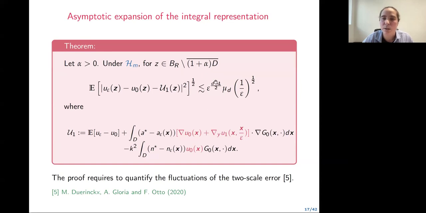Before we had epsilon to the d plus 1 over 2. Oh, no, sorry, we had a square root of epsilon. And so we prove this estimate. And this proof requires, I'm not going to talk about it, it requires quantifying the fluctuations of your two-scale error here. Fluctuations means you need to estimate how this quantity oscillates around its mean.